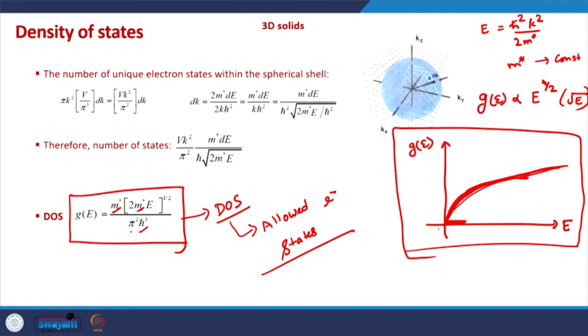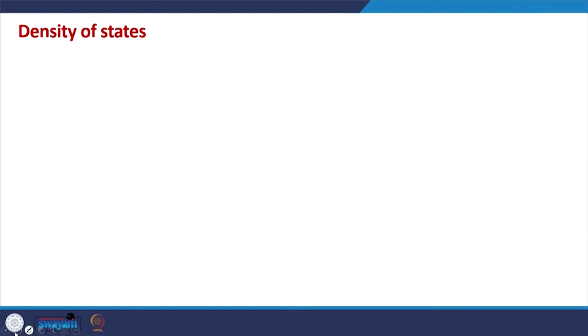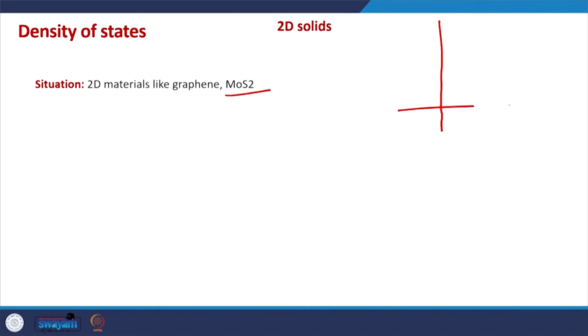So, that is about the density of states in 3D materials, and we have seen that the density of states G(E) is directly proportional to the square root of E. Now, let us see how it varies in 2D solids. Like a 3D solid, a 2D solid can be a graphene material or MoS2. A 2D solid is essentially a solid which is extended only in two directions. So, the dimensions of the solid are like this. It has Lx length, Ly width.